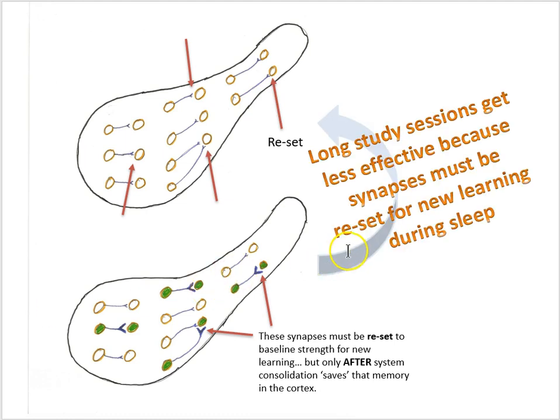Now again, we can connect this up to the ineffectiveness of long study sessions. Long study sessions get less effective because synapses must be reset for new learning during sleep. If we keep on with the same study session, we are going to encounter the maximum plasticity limit here. We have to undergo the system consolidation during sleep so we can then also reset those synapses in preparation for new learning.